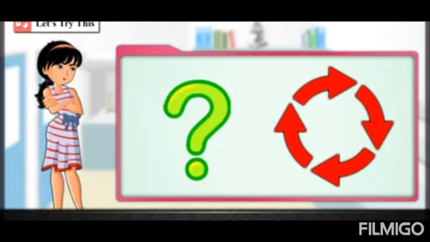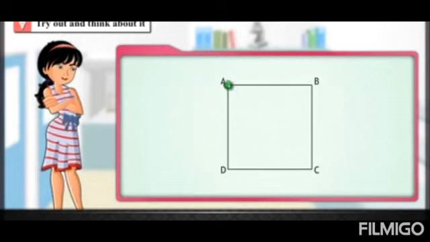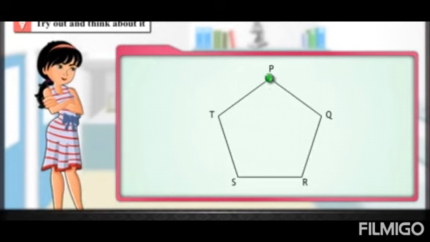The circular path of the hands of the watch is called what? Uniform circular motion. Here in the box, if I start from point A, it's a square. So A to B, B to C, C to D, and D to A, the object will come back to A. It will change direction how many times? 4 times. If I do the same with a pentagon, the object will go from P, Q, R, S, T. It will change direction how many times? 5 times, and it will come back to the original point.